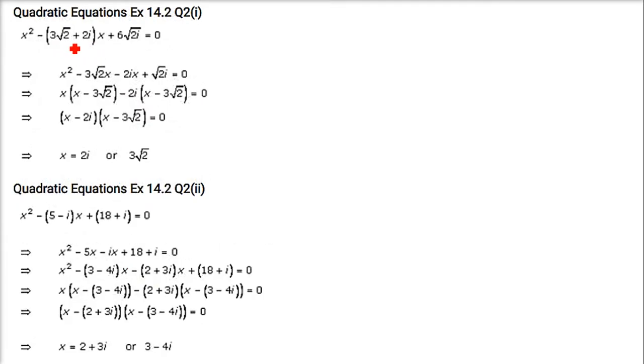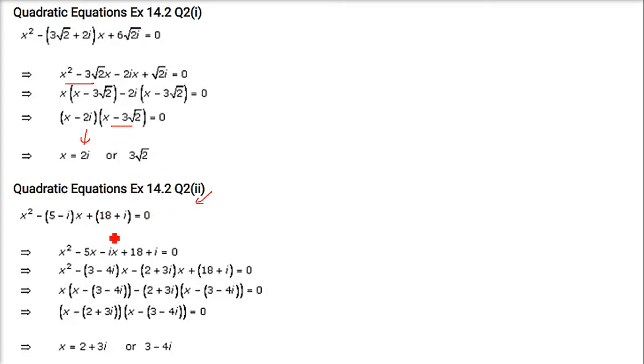Here just open it. x square minus 3 root 2x minus 2ix plus root 2i equal to 0. Now from here take x common, you get x minus 3 root 2. From here you take minus 2i common, you get x minus 3 root 2. Now take x minus 3 root 2 common from these, you get x minus 2i inside. So x minus 2i and x minus 3 root 2. Now put x minus 2i as 0, you get x equal to 2i. Put x minus 3 root 2 as 0, you get x equal to 3 root 2.